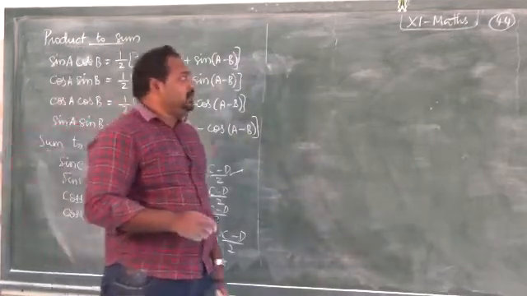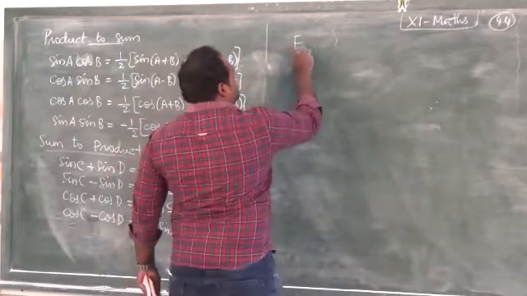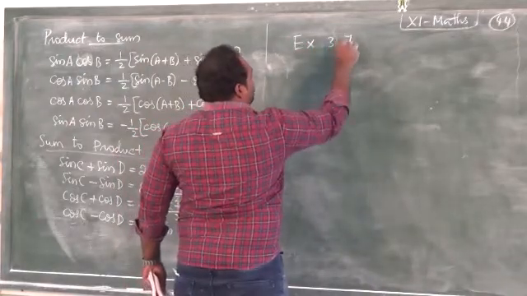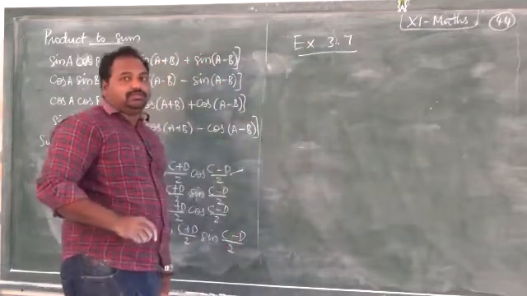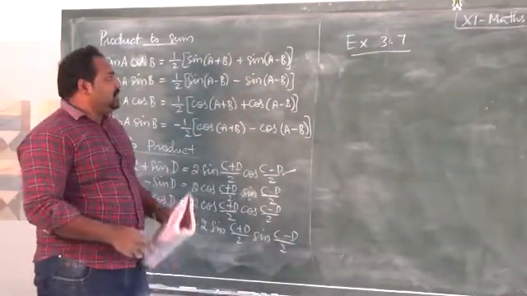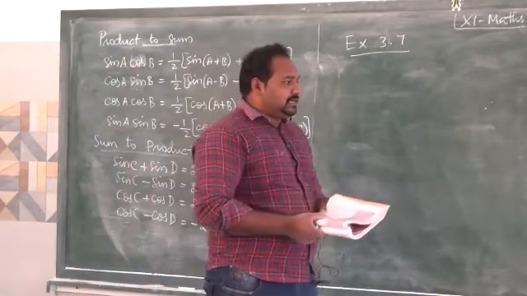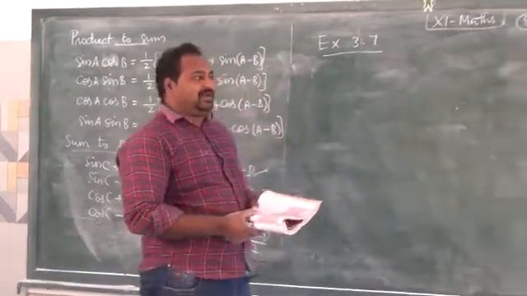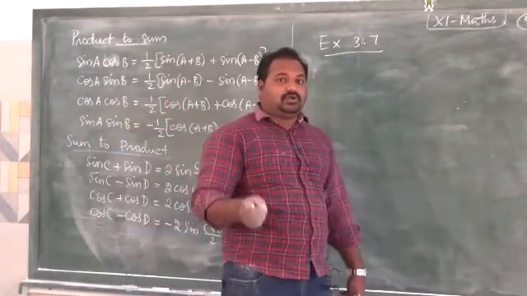Hi guys, good morning. Today we are going to see exercise 3.7. Here in this exercise, we are going to use the identities which were learnt already in the previous classes. Mostly these are called conditional trigonometric identities, so using conditions only we are going to solve these problems.